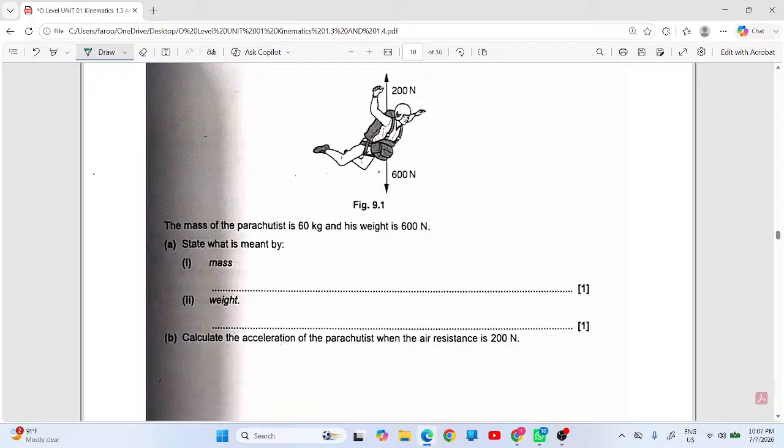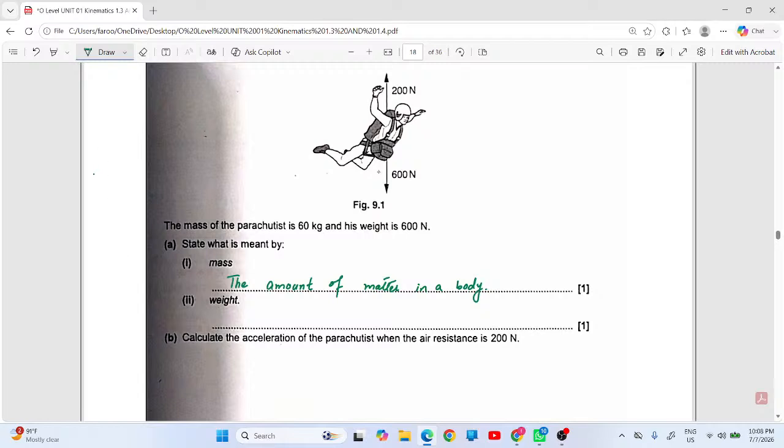So mass is the amount of matter in a substance. Yes, the amount of matter in a body or substance.